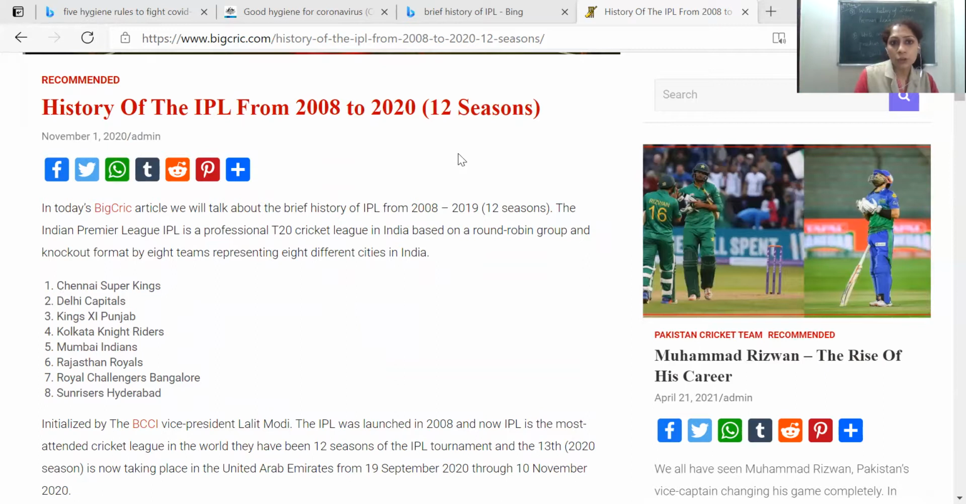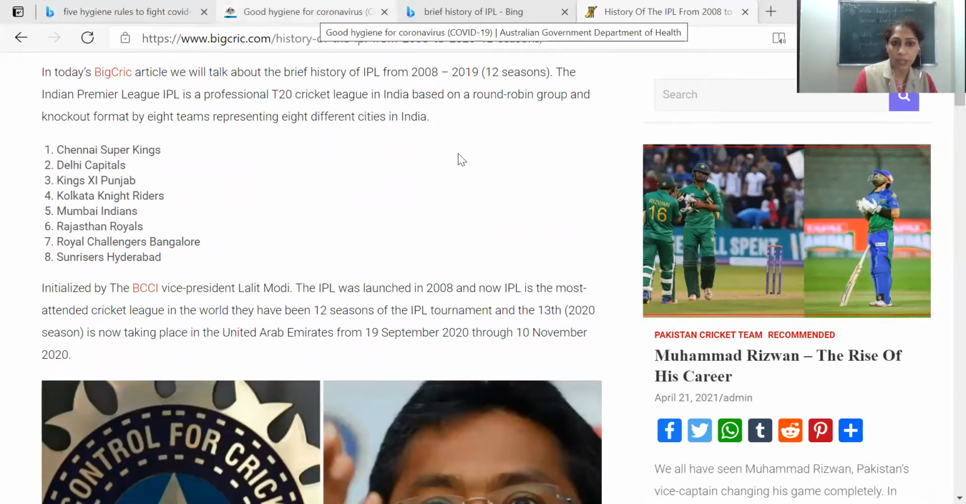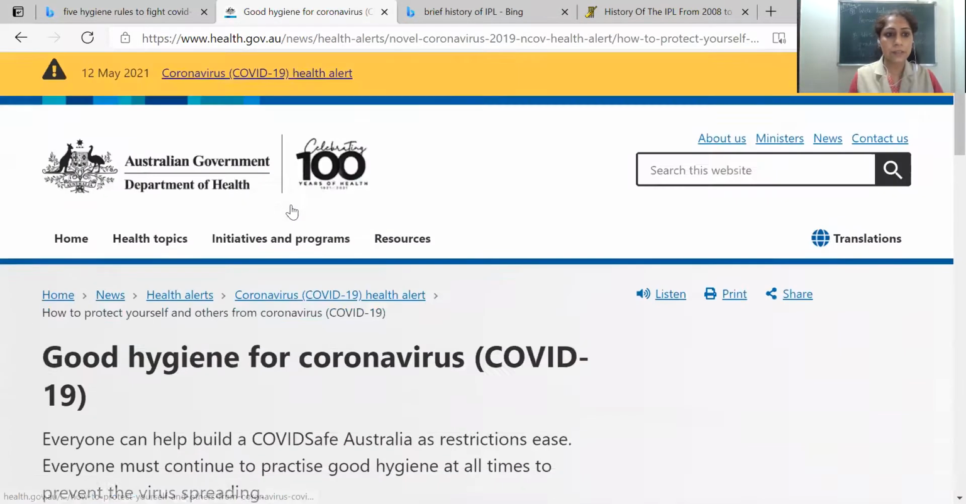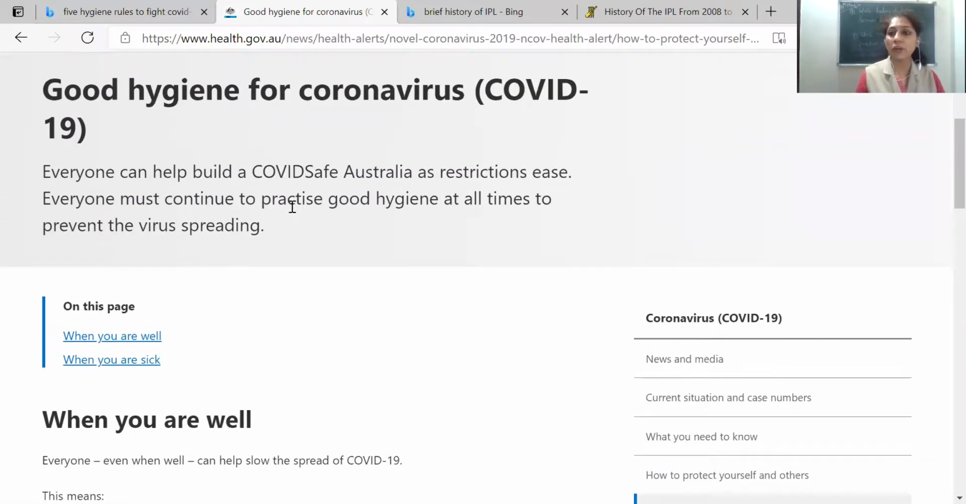Now, coming on to the second question. Okay, that is the second question. Name the 5 hygiene practices or rules that you can follow to combat coronavirus. So here we start. This is the theory part, because you have to write the theory. I will show you one short video also for that.